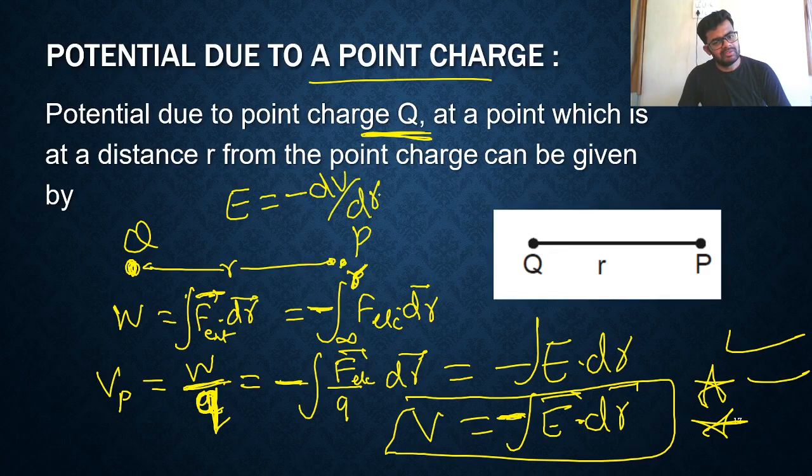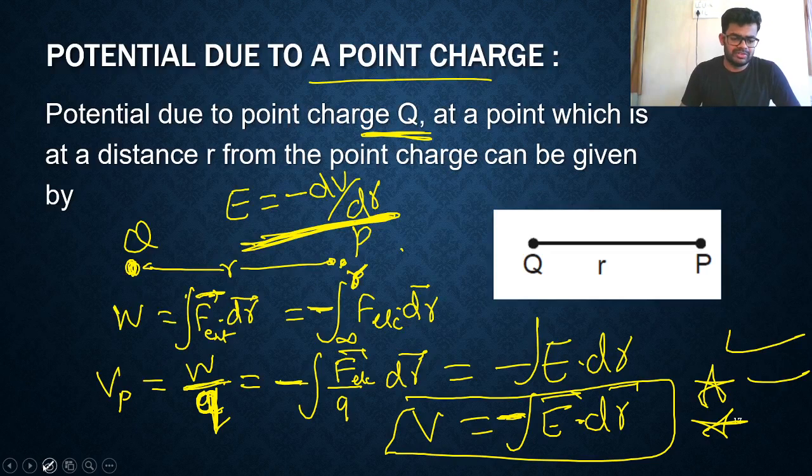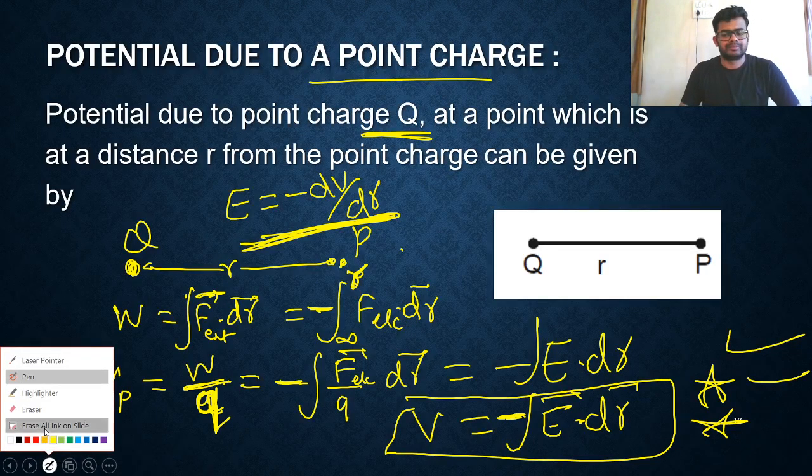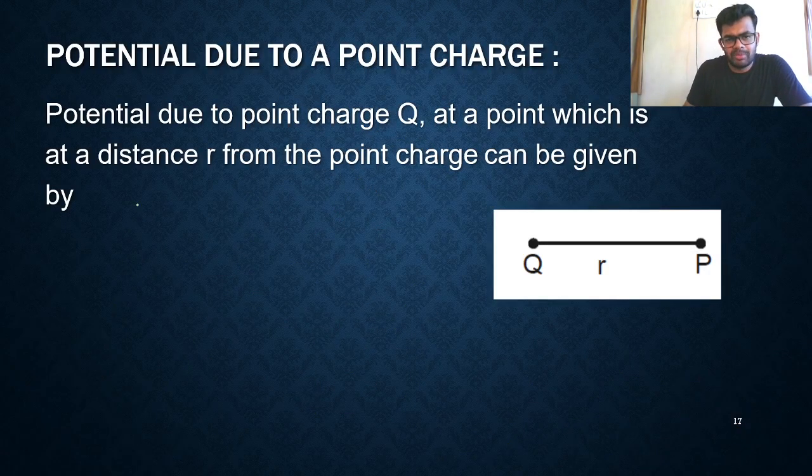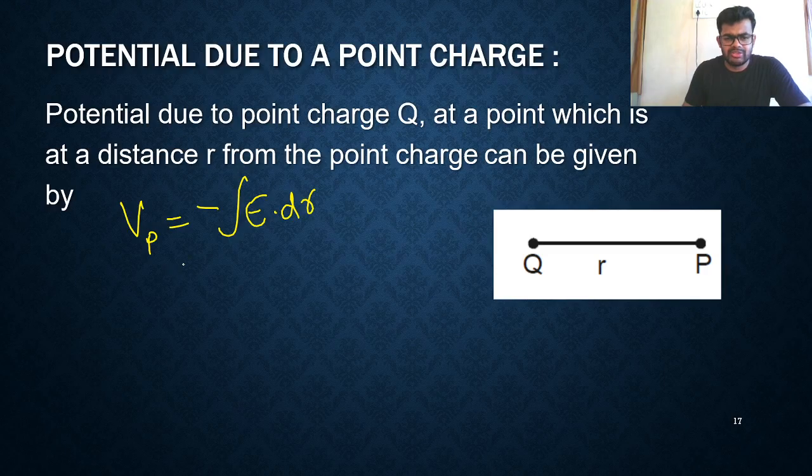Are you getting it? If the electric field is given, you can write E is equal to minus dV by dr, the differentiation of potential with respect to distance or position. So let us derive that formula. Potential at point P can be given by minus the integral of E dot dr. Let us solve it. The negative sign is there, and the limits are infinity to R.